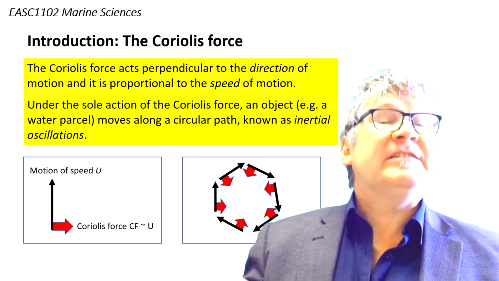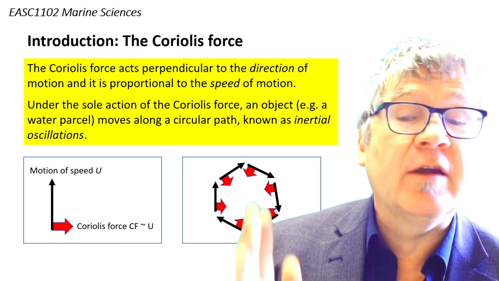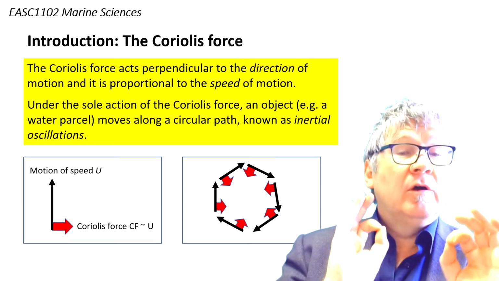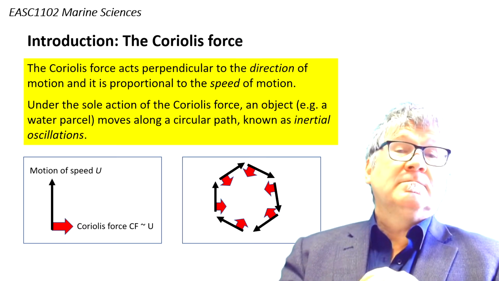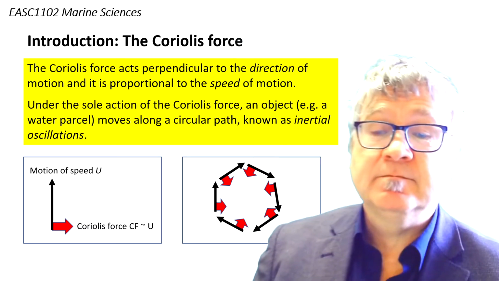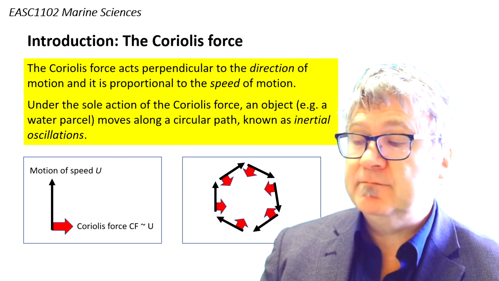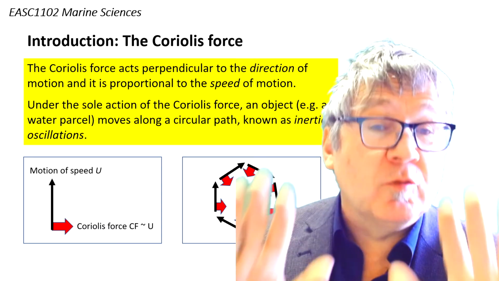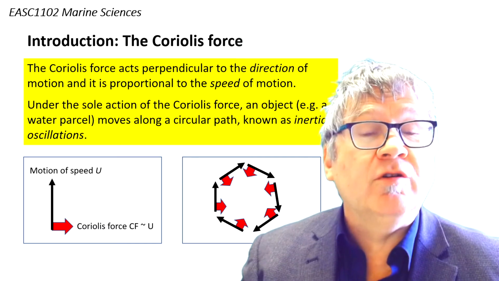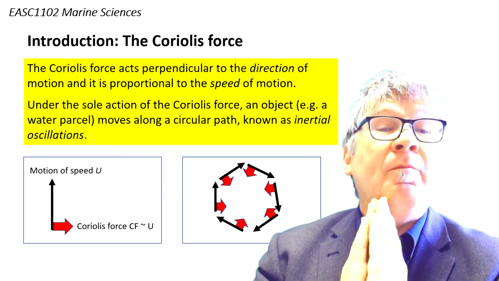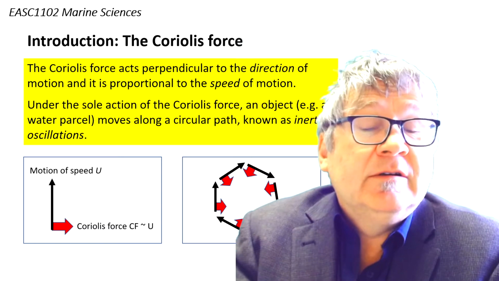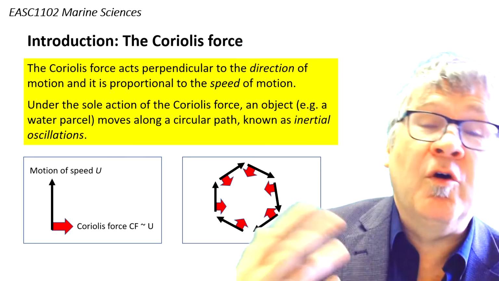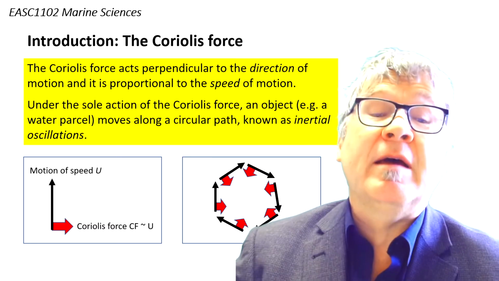The Coriolis force acts perpendicular to the direction of motion, and it is proportional to the speed of this motion. Again, this is shown here in a little sketch on the left. You have motion, and this is a top view, we look from above. You have horizontal motion. The Coriolis force operates at 90 degrees, in this example to the right. On Earth, that would correspond to the northern hemisphere.